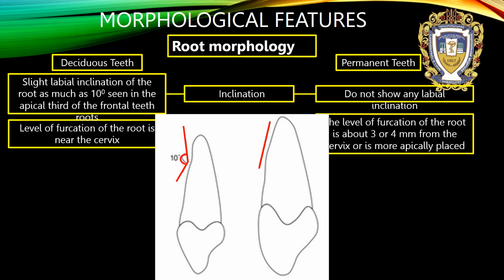Next characteristic, level of furcation. In temporary teeth, the level of furcation, or dividing of the roots, is near the cervix. In permanent teeth, the level of furcation of the root is about 3 or 4 mm from the cervix, or more apically placed.